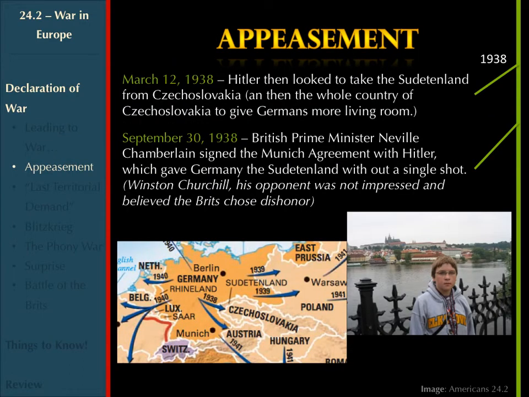So then, a little while later, Hitler looks to the lands of the Sudetenland. This is the mountainous part right around the edge of Czechoslovakia here, and this is where, again, a large portion of Germans are living. Hitler decides that he should take this land because Germans should be accompanied into the Third Reich and they need more space. And so on September 30th, the British Prime Minister Neville Chamberlain signed what's called the Munich Agreement with Hitler, which gave Germany this land here, the Sudetenland, without a single shot.